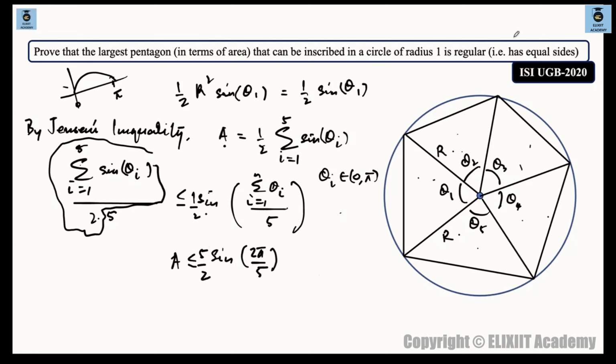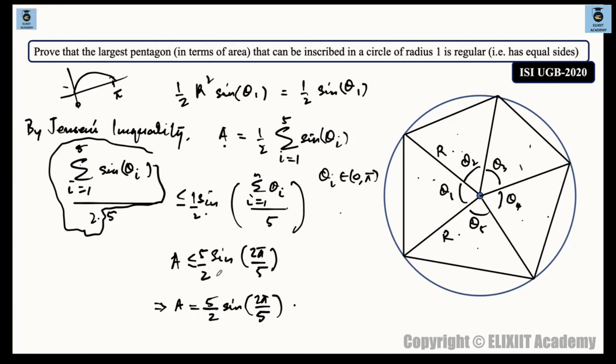Now area is maximum. ठीक है, तो मैक्सिमम वैल्यू ऑफ दिस एरिया इज बेसिकली हाउ मच, 5/2 टाइम्स ऑफ साइन ऑफ 2 pi by 5. ठीक है, वी हैव जस्ट प्रूव्ड दैट मैक्सिमम एरिया इज 5/2 टाइम्स ऑफ साइन ऑफ 2 pi by 5. एंड यू नो दैट दिस equality will hold. You know that equality will hold in Jensen's inequality only if the terms are equal. हाँ या ना, equality in Jensen's inequality holds if the terms are equal.